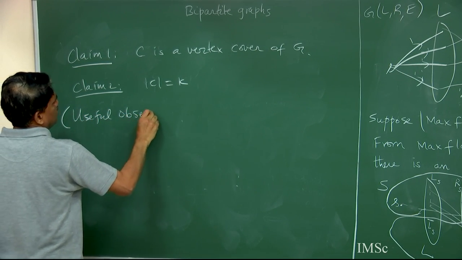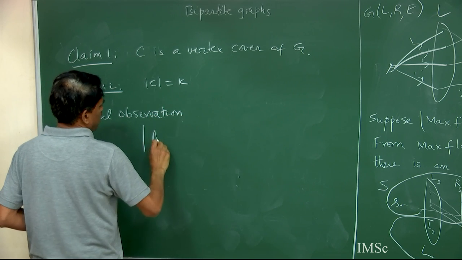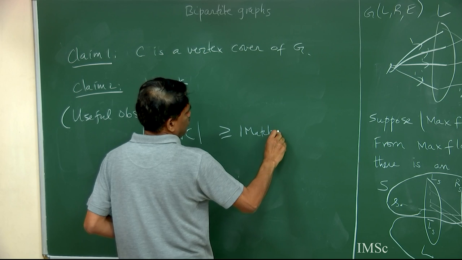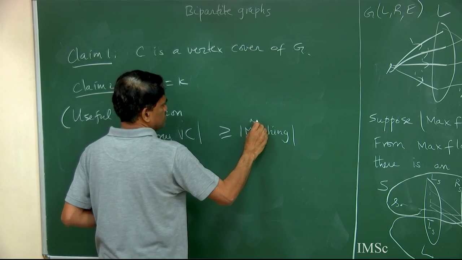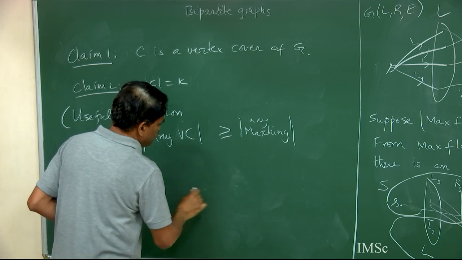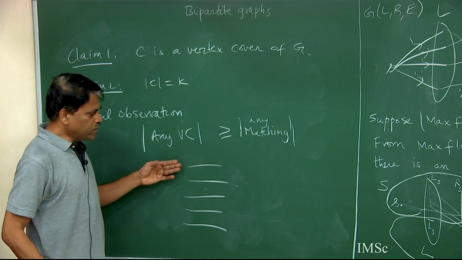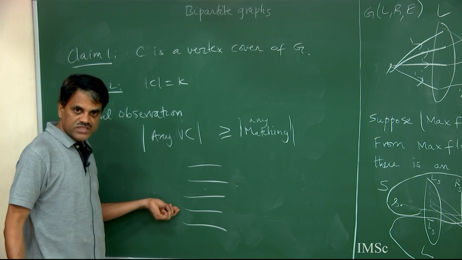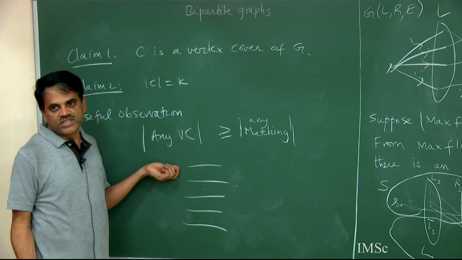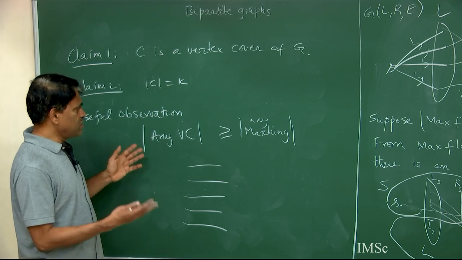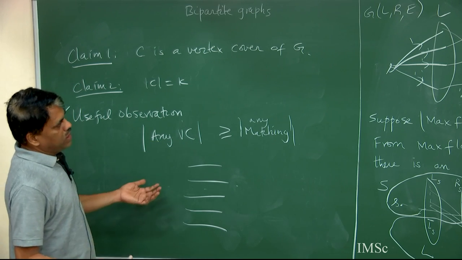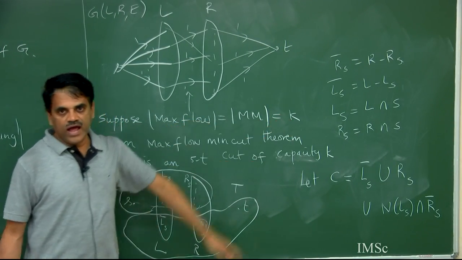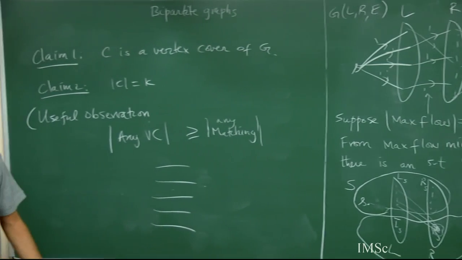Size of vertex cover is greater than or equal to size of any matching. Why? Because if you have a matching of a certain size, you need to cover these edges. Any vertex cover should cover these edges. So you need to pick at least one vertex from each of these edges. A vertex cannot cover more than one edge because these edges are disjoint. So any vertex cover size must be at least size of any matching. So in particular for us, any vertex cover size must be at least k. And I will produce you a vertex cover of size k, so I got a minimum vertex cover.